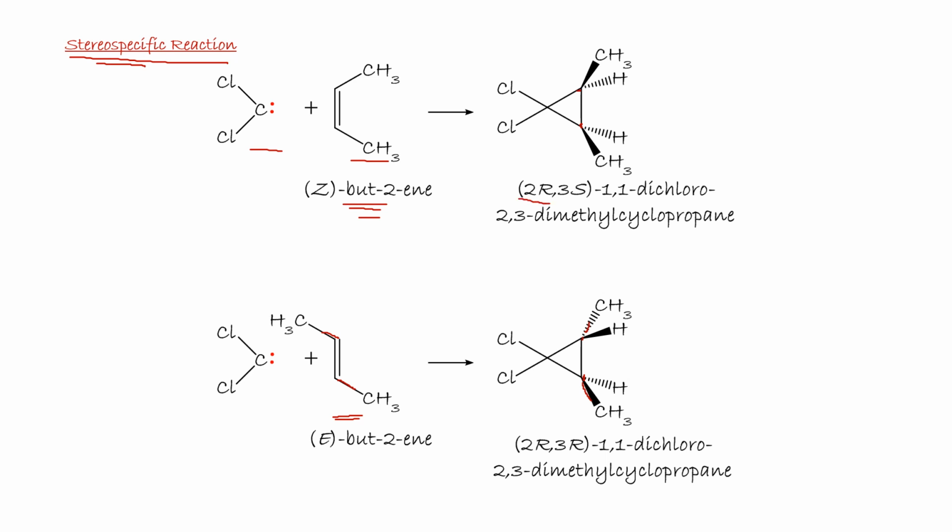So in the first case, 2R,3S-1,1-dichloro-2,3-dimethylcyclopropane is the product, whereas in the trans isomer, 2R,3R-1,1-dichloro-2,3-dimethylcyclopropane is the product.